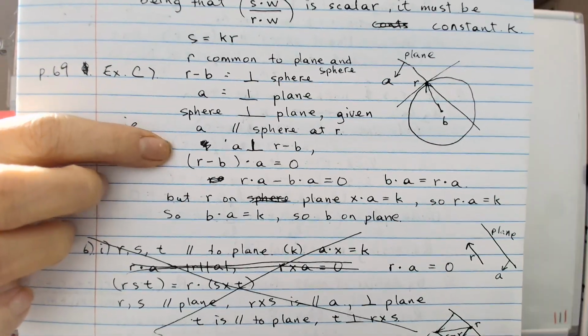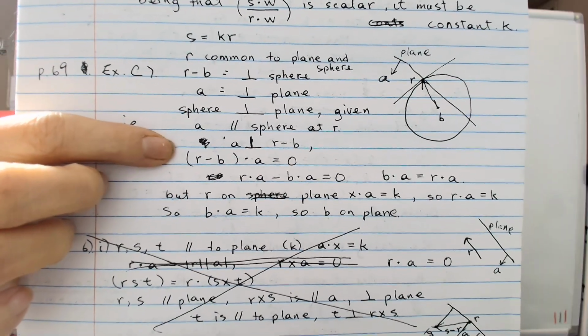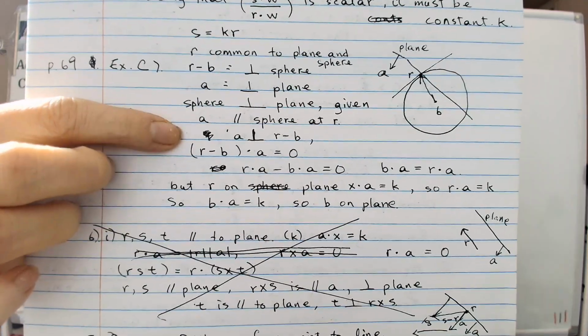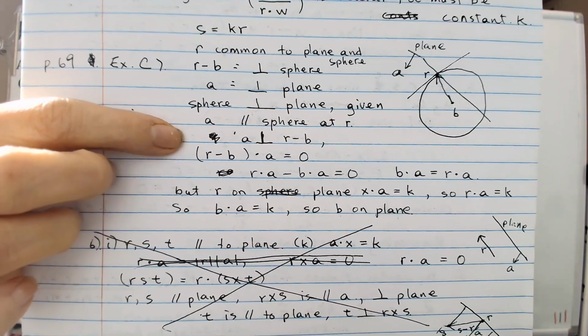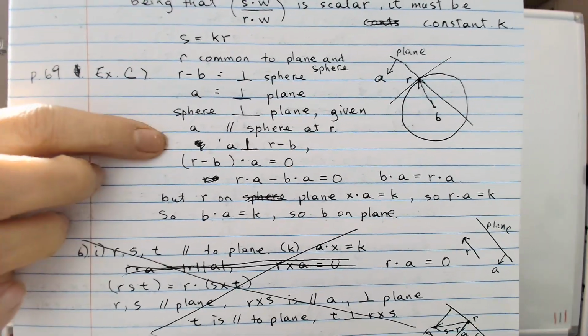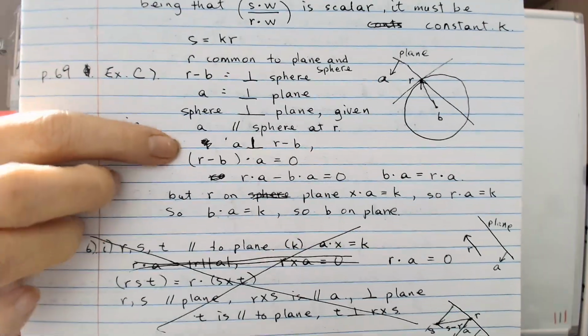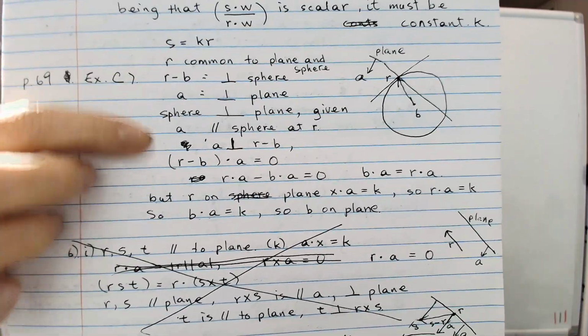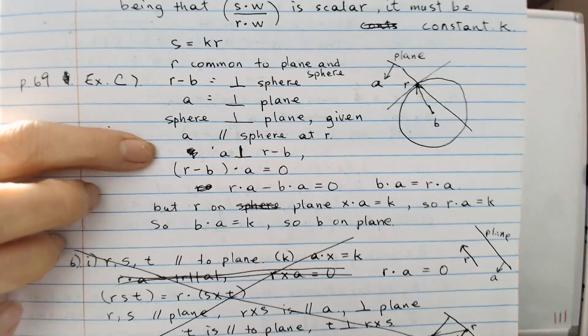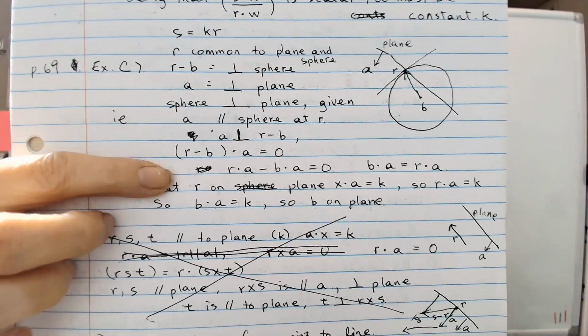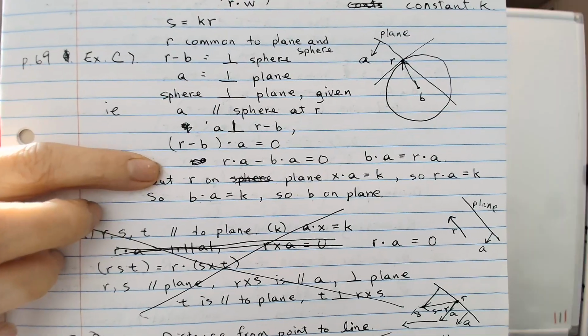And being that R minus B is perpendicular at that point, then A is perpendicular to R minus B. Okay. Now, if you stare at this long enough, it'll all make sense. Things are perpendicular, parallel, etc. From geometry. So then, being that they're perpendicular, then we know that the dot product is 0, which we can rewrite as R dot A equals B dot A.